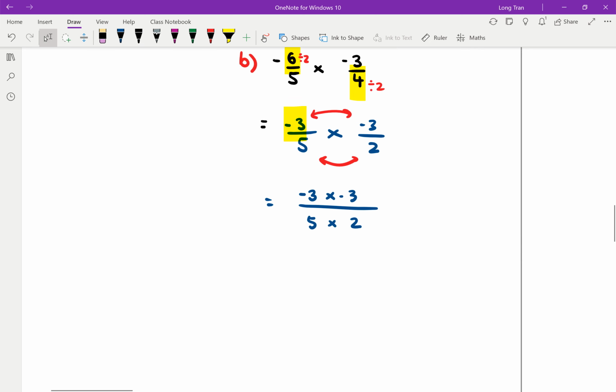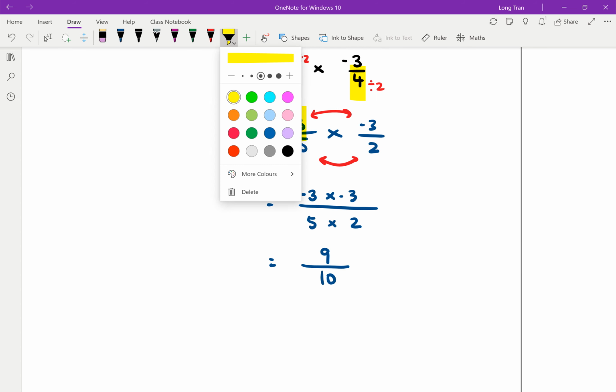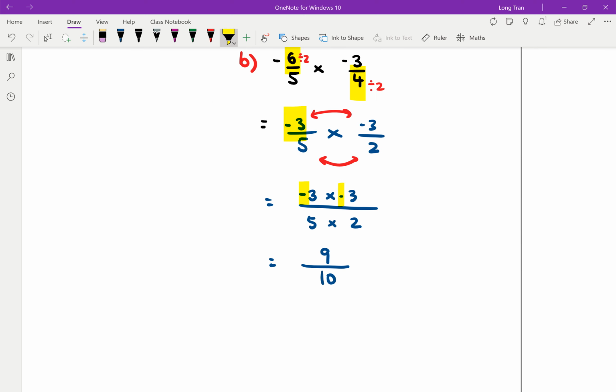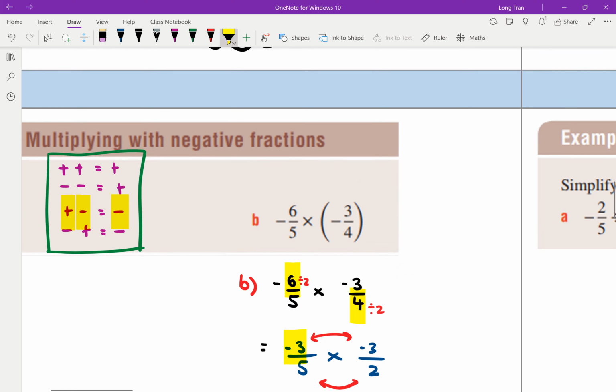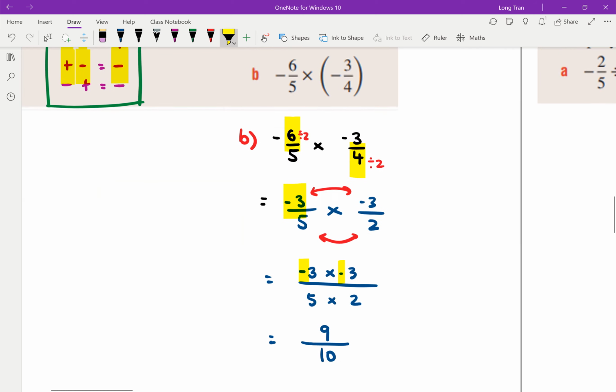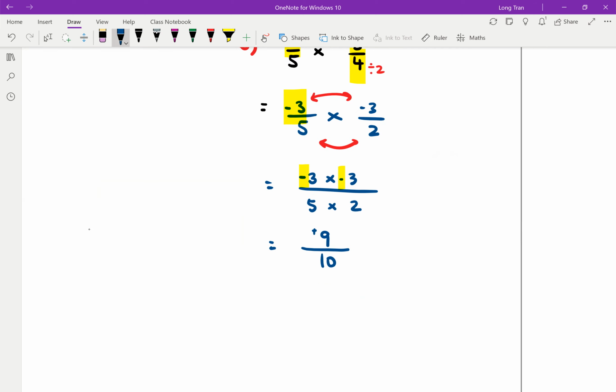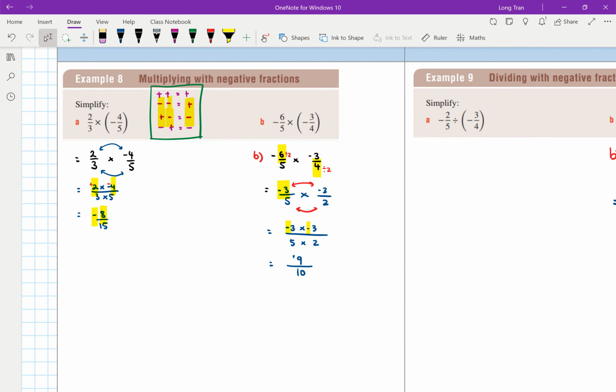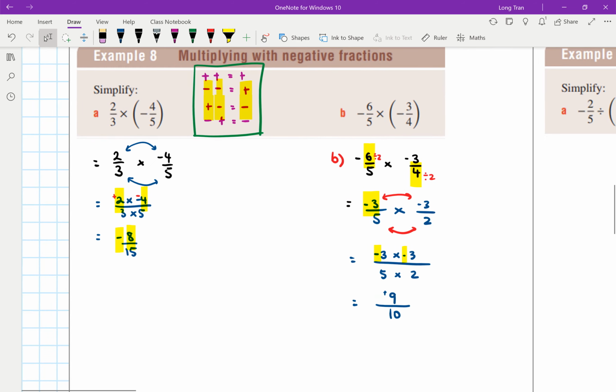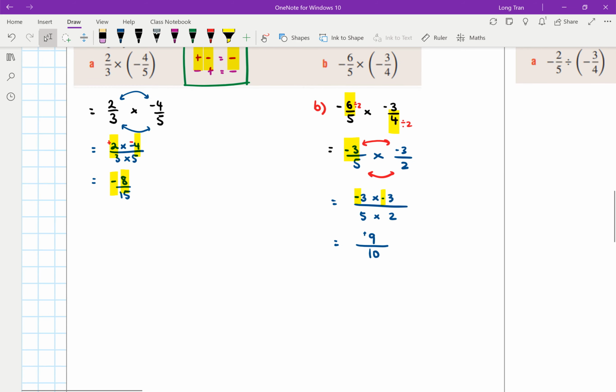So that gives me a final answer: 5 times 2 is 10 in the denominator, and 3 times 3 is 9 in the numerator. And the double negatives, negative times negative, we know gives you an overall positive. So the answer is a positive 9 on 10. That's how you would do example 8 for multiplying with negative fractions. I can see why once students get really good at this, they tend to mix it up with addition and subtraction. So be careful with the difference between the two.